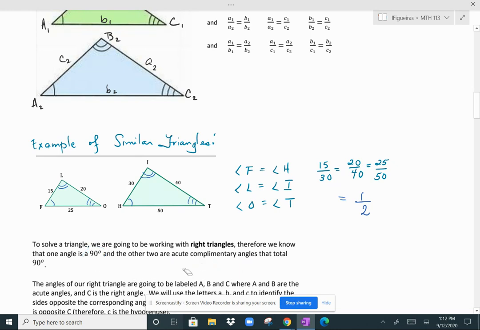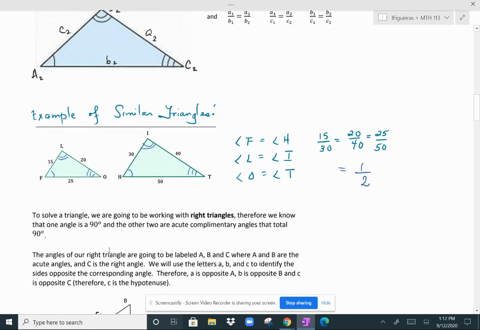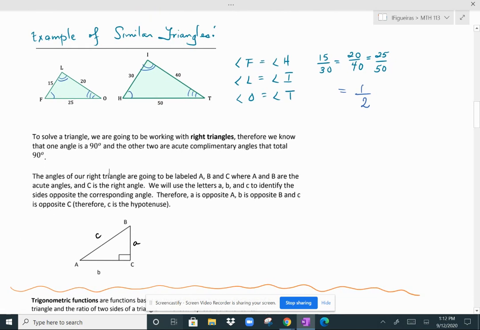So when you're solving a right triangle, that means you're trying to find out what the sides are and what the angles are. For notation purposes, we're going to be using capital letters A, B, C to indicate the angles, where A and B will be the acute angles and C will be the right angle. So like what you see here, here's my right angle, here's acute angle A, acute angle B.